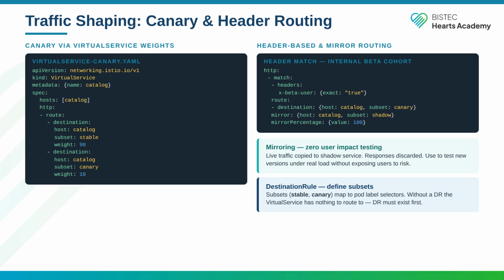One dependency that catches people. You must create a destination rule that defines the stable and canary subsets by mapping to pod labels before creating the virtual service that references them. If the subset doesn't exist in a destination rule, Envoy has no backend to route to, and every request returns 503.